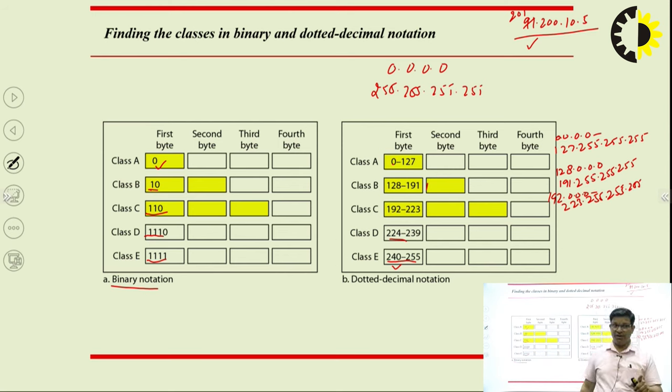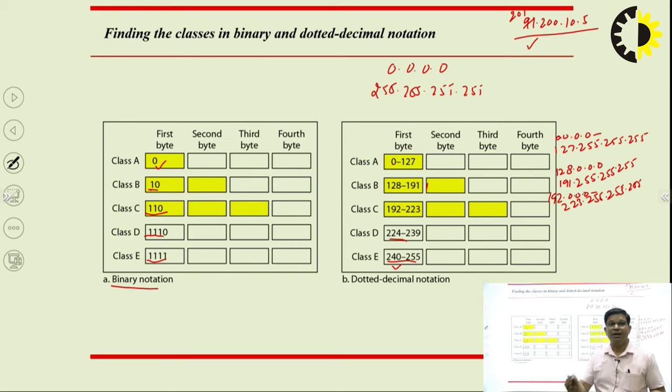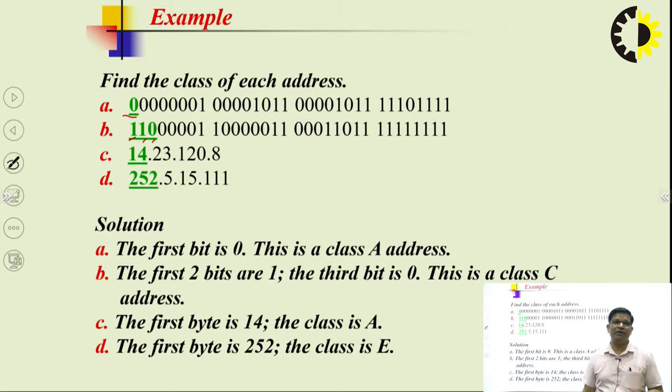Otherwise, if it is 1, then check the fourth digit. If the fourth digit is 0, then class D. Otherwise, if the fourth digit is 1, then it belongs to the class E category. Okay. So let's take these. Because the first digit is 0, it belongs to class A. The first bit is 1, second bit is also 1, and third bit is 0. Then it belongs to class C IP address, 110.